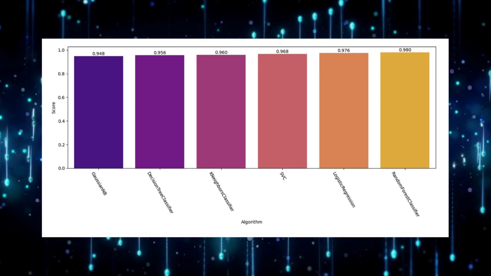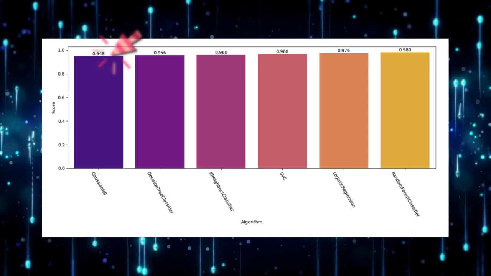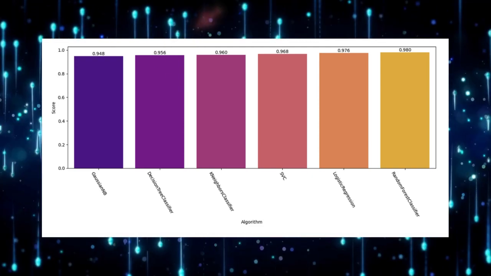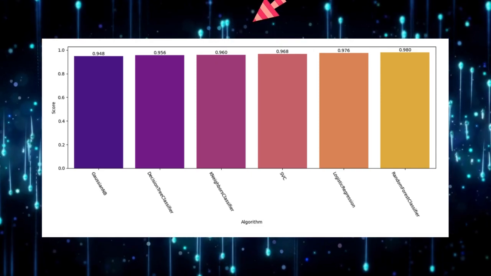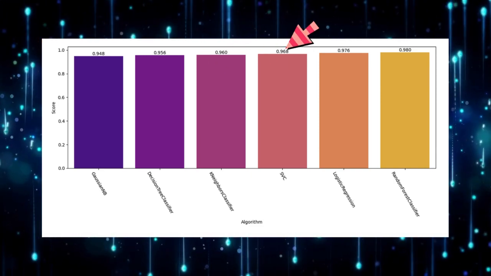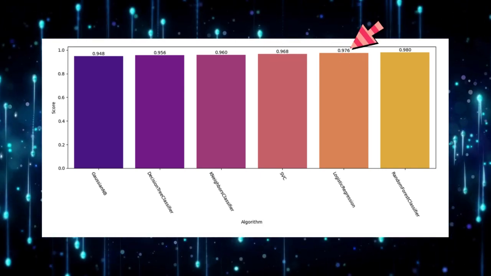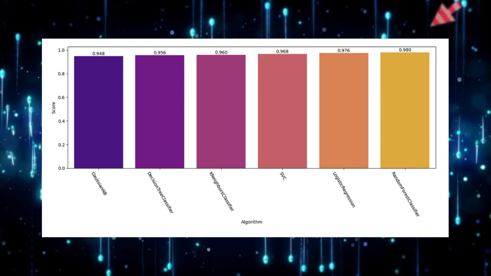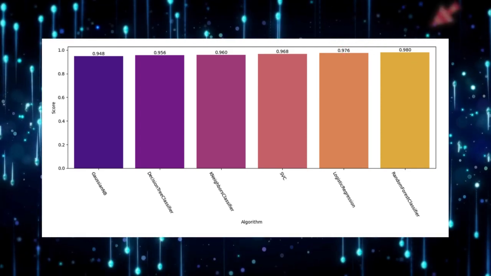Algorithm performance. Gaussian NB, accuracy score of 0.948. Decision tree classifier, accuracy score of 0.956. K-neighbors classifier, accuracy score of 0.960. SVC, accuracy score of 0.968. Logistic regression, accuracy score of 0.97. Random forest classifier, accuracy score of 0.980.